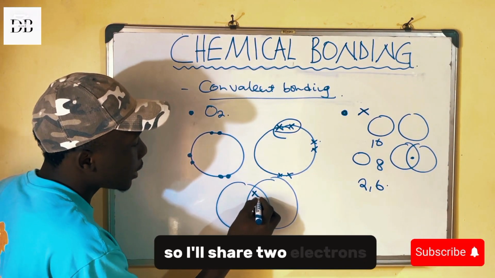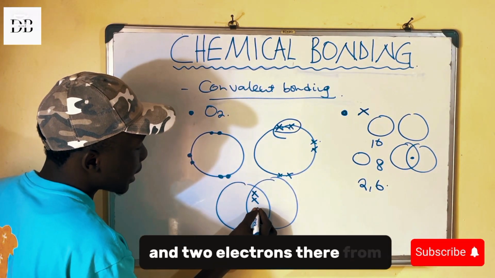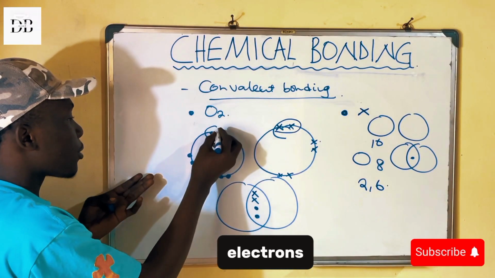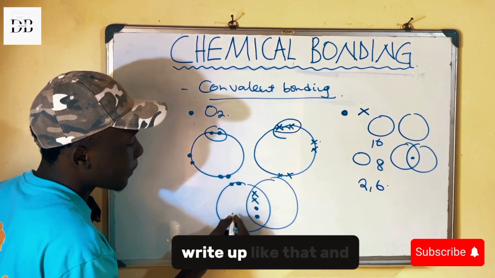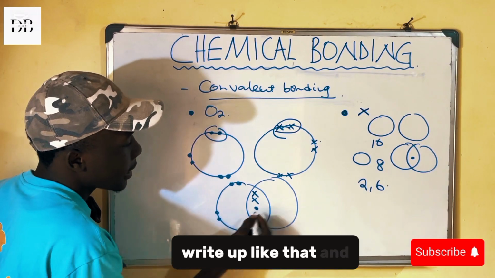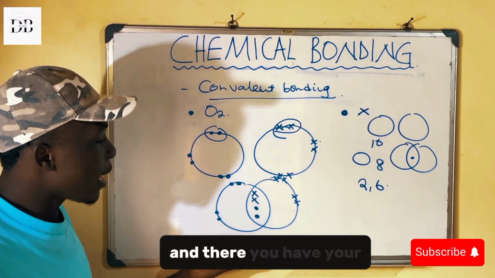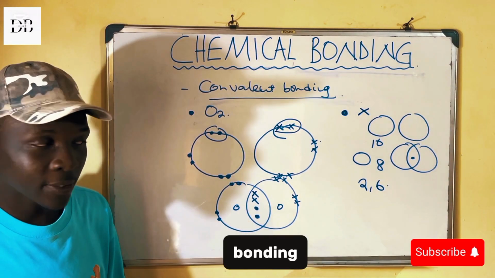So I'll share two electrons there from this one and two electrons there from this one. If I share these two electrons, four are remaining. This is what I will write up like that. And this side will be like that. And there you have your oxygen molecule of your chemical bonding.